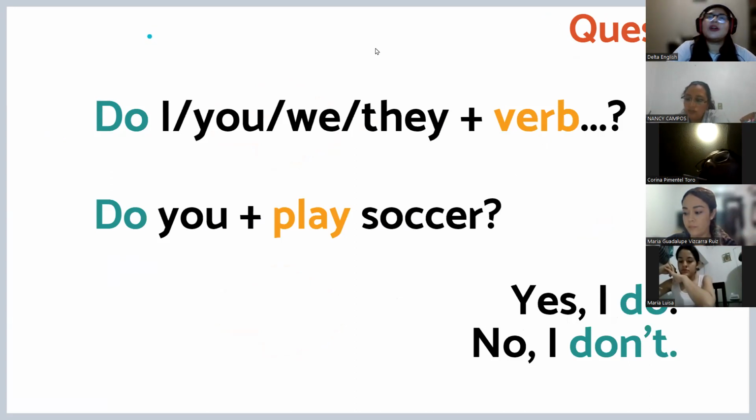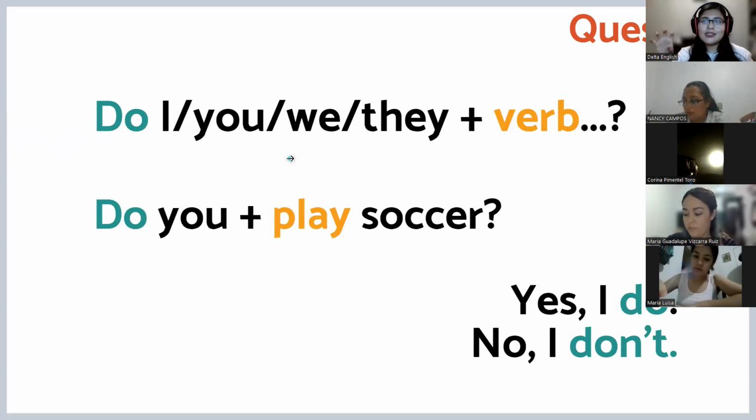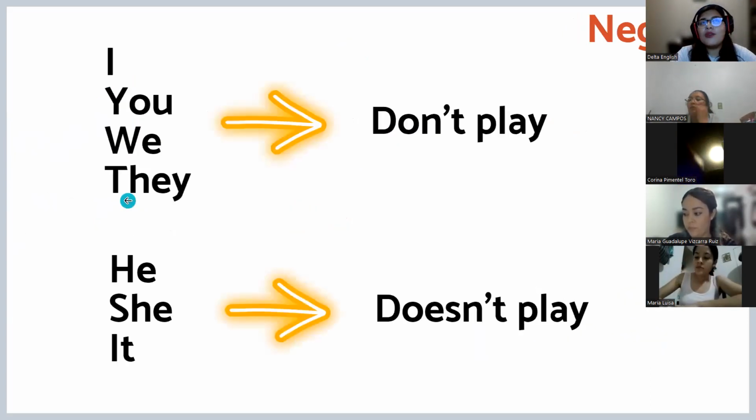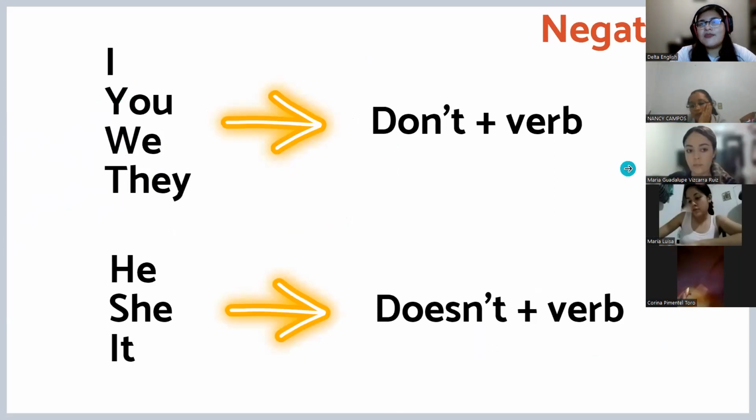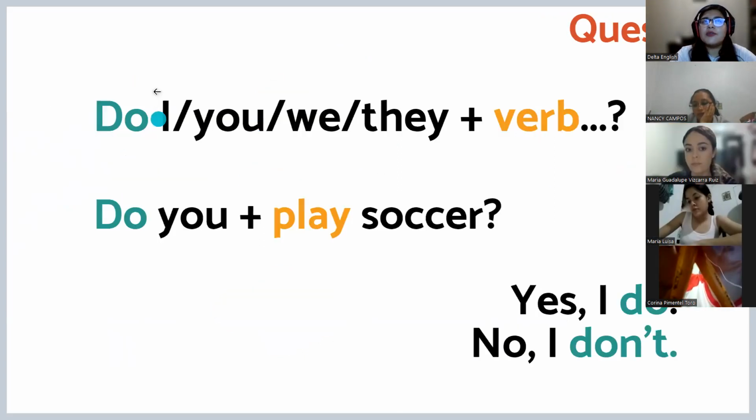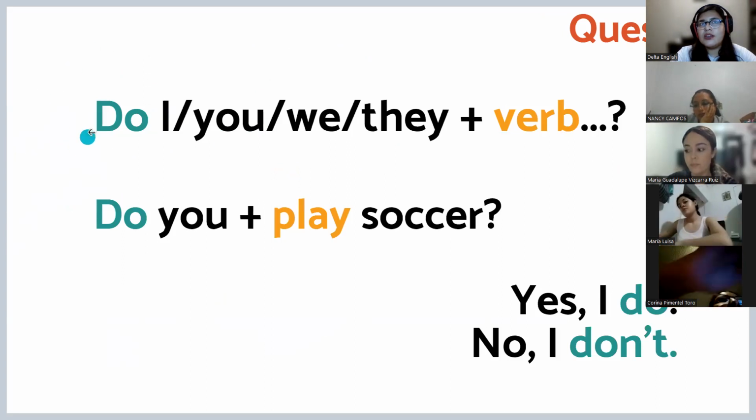So how does this work? The first thing is I need to add my auxiliary verb. Do or does. If I'm going to use do, I'm only going to use do for I, you, we, and they. Se fijan que siempre son como las mismas dos grandes separaciones de los sujetos que uso. Siempre es I, you, we, they. So for those four, I'm going to use do.